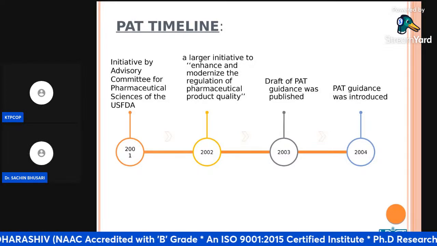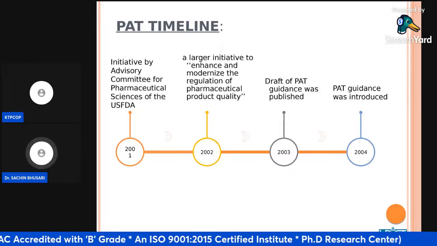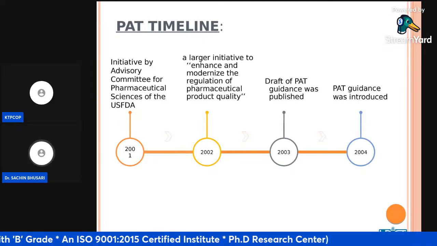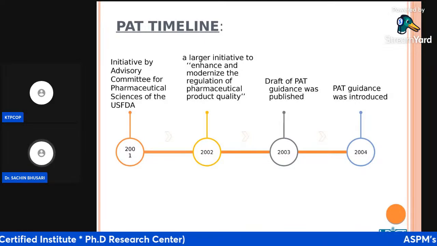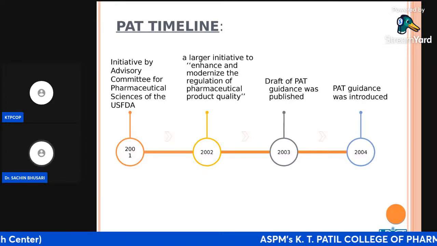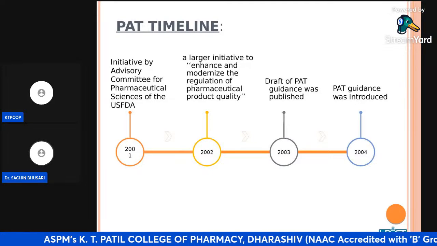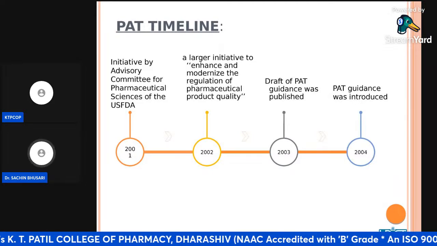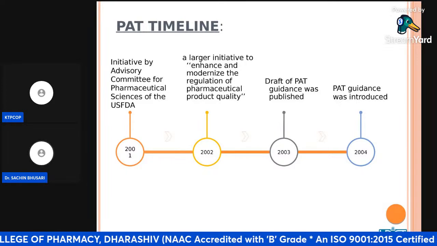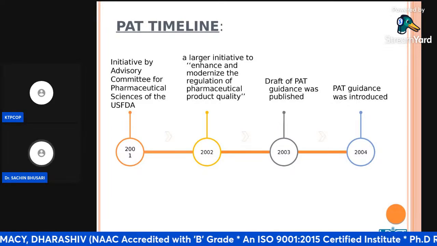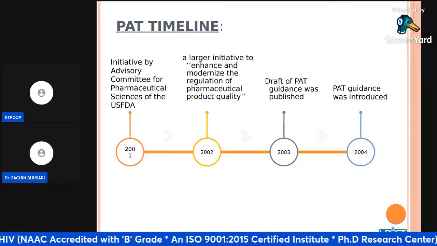So USFDA, there is one advisory body of the USFDA. USFDA, you know, FDA, Food and Drug Administration. So it covers both arms, food as well as drug. For the drug, there is one technical advisory committee for the pharmaceutical sciences. That advisory committee initiated this PAT in 2001. So they came up with this PAT concept, and they launched this term.